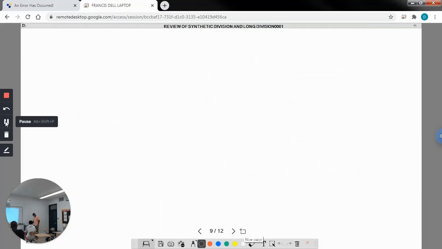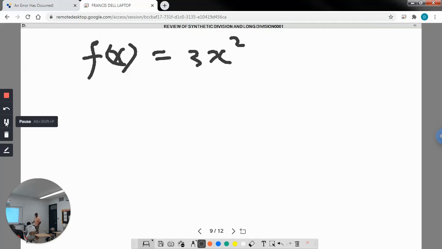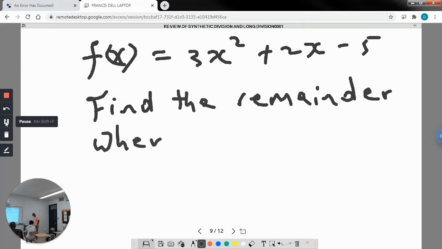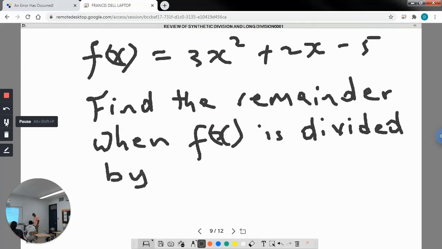Let's say, for example, we had f of x is equal to, I have it over there on the board, 3x squared plus 2x minus 5. And the question is, find the remainder when f of x is divided by, let's use x minus 2.